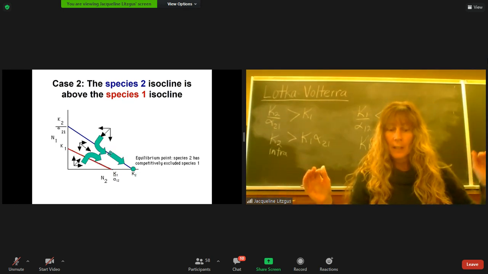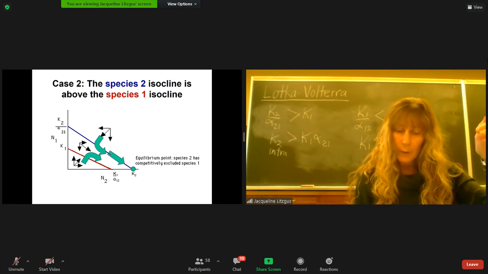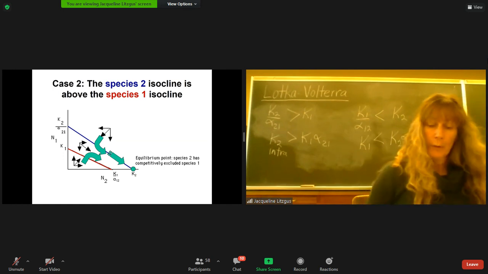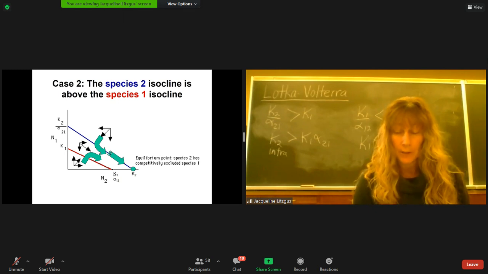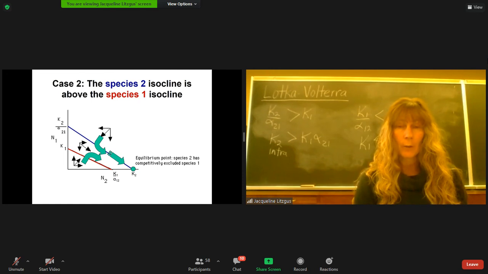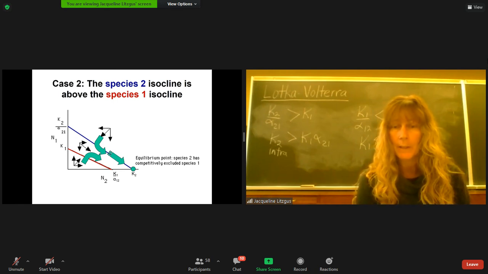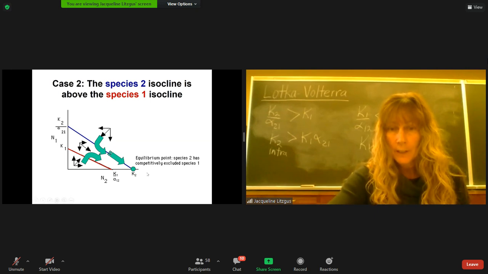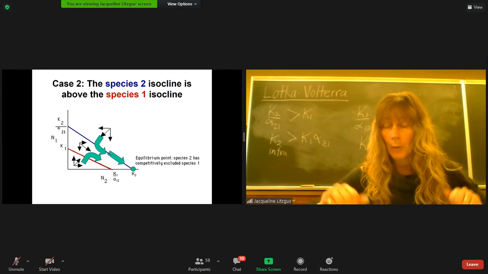I have a summary that shows, again, the arrows pointing towards how this is going to go. Species two isocline is above the species one isocline. Species two is more regulated by intraspecific than interspecific competition. Species one is more regulated by interspecific competition with species two. So the result is species two wins. The equilibrium point is competitive exclusion. Species two has outcompeted species one, and species one no longer exists in this environment. So the arrows go towards that K2 value, the carrying capacity of species two. That is the equilibrium point for this. No individuals of species one are left.